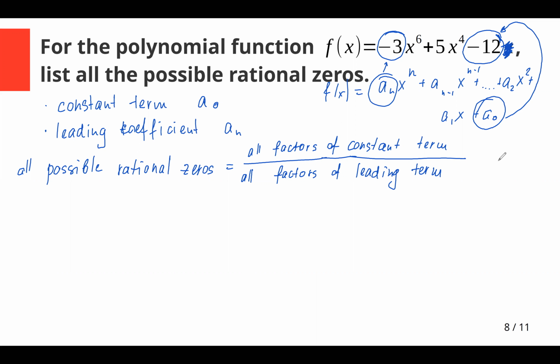So think for a moment, how would you list them? What will you do? Because we have the -12 as the constant term, we have the -3 as the leading term. So how would you be listing these values? Think for a moment, I'll give you a minute to think about it, and then I will list them as well. So I'll put the equality here and I'll go to the next line. And then we'll discuss it with you.